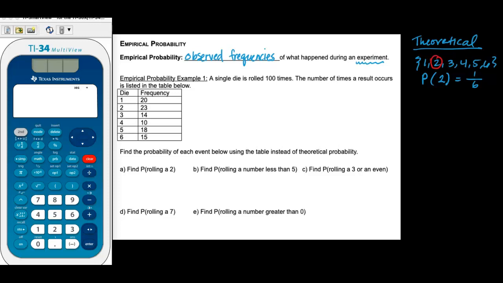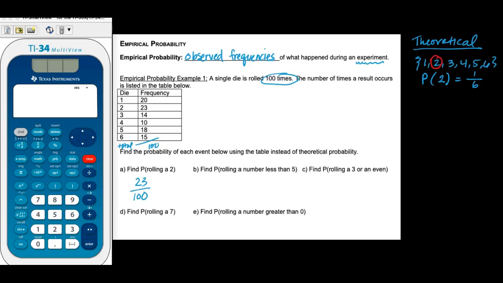and we're going to look at how many times the 2 was rolled. We look next to the 2, and it was rolled 23 times. So the probability of rolling a 2 based on this experimental situation would be 23 out of 100, because it was 23 times out of 100 total. If you added these up, you would get 100. It also tells us in the beginning of the problem that it was rolled 100 times.